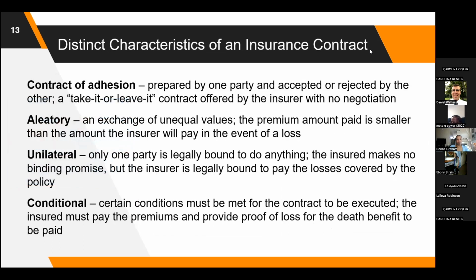Unilateral means only one party is legally bound to do anything. The insured makes no binding promise, but the insurer is legally bound to pay the losses covered by the policy. So you can get out of it by not paying, right? But if you get the unilateral question, it usually uses the word one in the question. So that makes it easy, right?